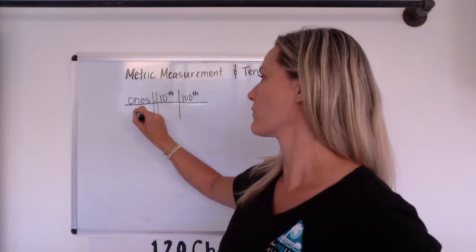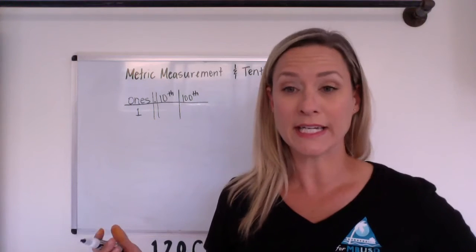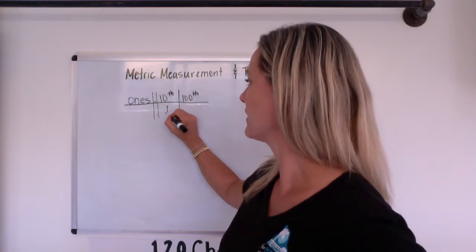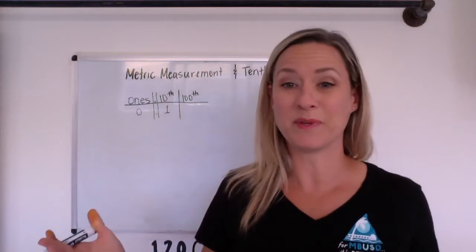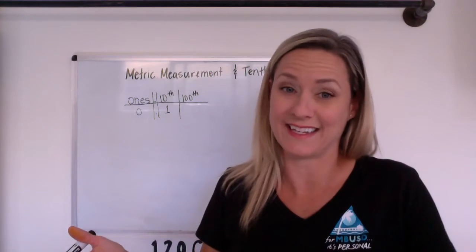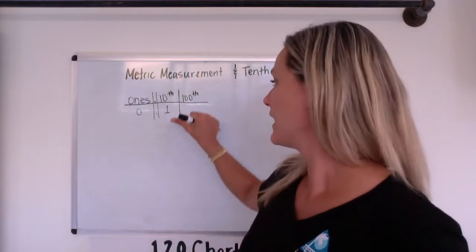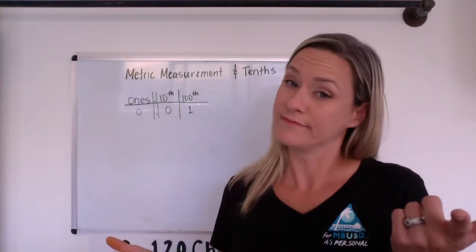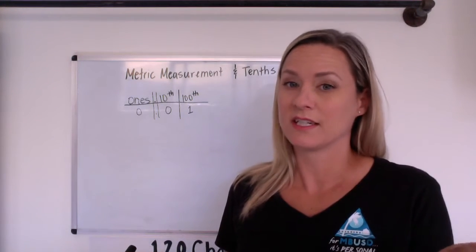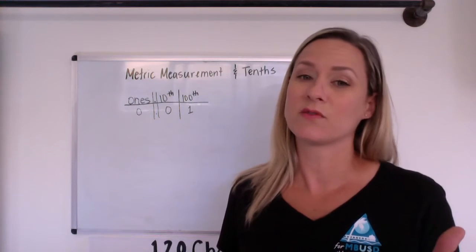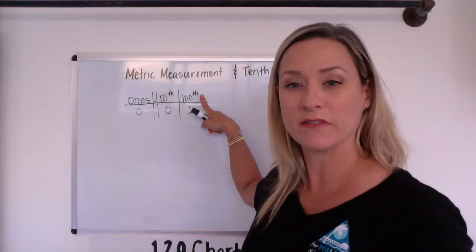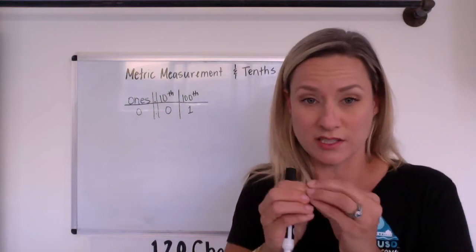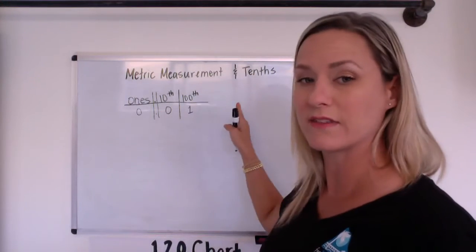So if I were to put a 1 right here, and I was thinking about money, that'd be worth $1. If I were to put a 1 right here, that would be worth, you guessed it, 10 cents because it's 1/10 of $1. And if I were to put a 1 right here, guess which coin it would be? You're right, a penny, because we're thinking about 1/100th of $1, right? So these are increasingly getting smaller as we go to the right of the decimal.